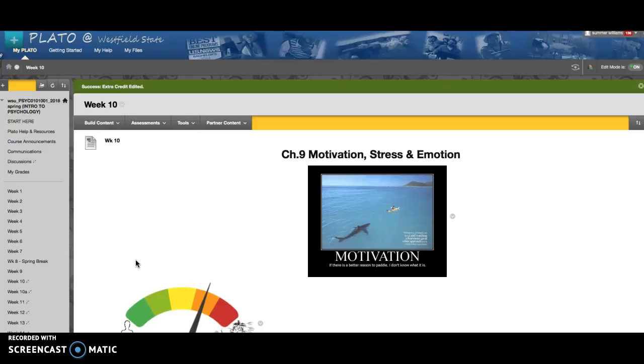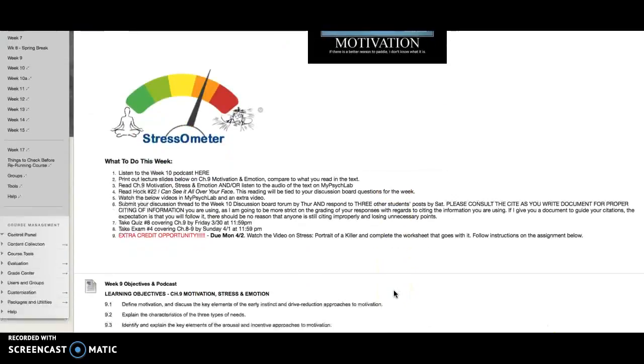We're in week 10, and we're already about 66% of the way through the class. So congrats on that. This week, we're going to be getting into chapter 9, which is motivation, stress, and emotion. This chapter probably most closely follows along in the area of health psychology, talking about stress and emotions and how they can affect our health in negative ways, as well as positive ways, and then the role of emotion. So let's take a look here at the material for the week.